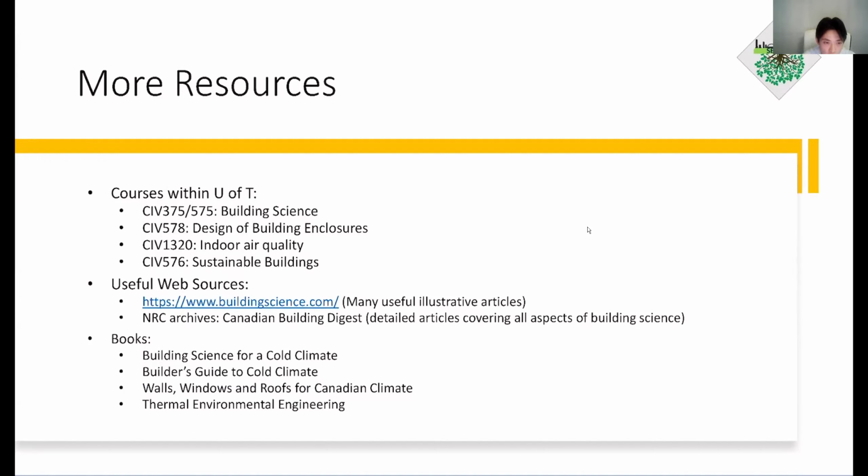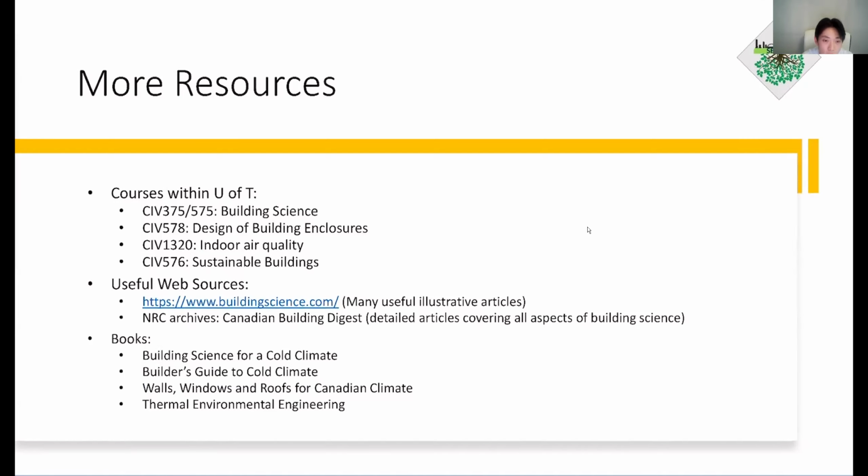Actually, Civ 375 and 575 are the same course. Basically within the same course, you have two groups of people, one for undergrad and one for graduate. They have different syllabi, but they share the same sessions. So if you're an undergrad, you can take it for sure, and you can also take 500-level courses when you get to your final year.